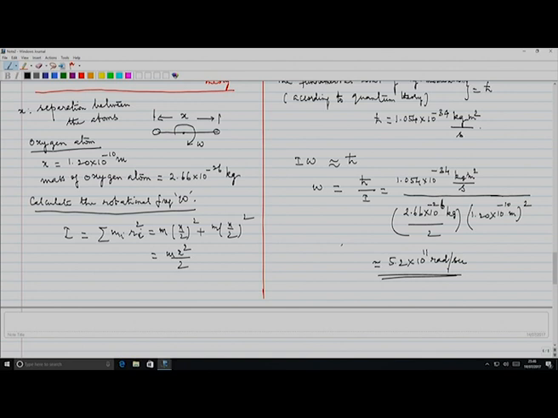In fact, it is amazing that this value more or less agrees with the experimental one. It really proves that this molecule actually has a rotational frequency. Most of these molecules have rotational frequencies. Okay.